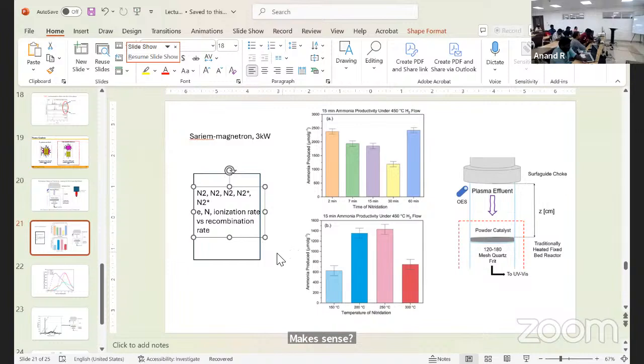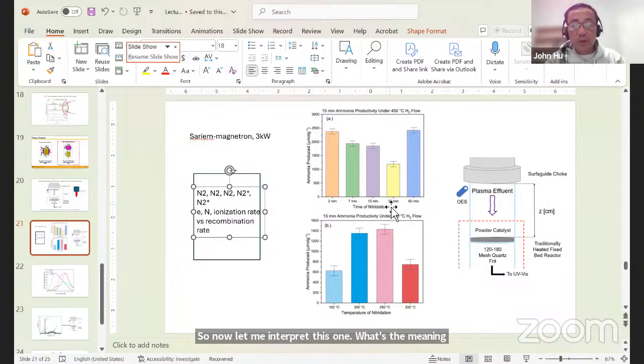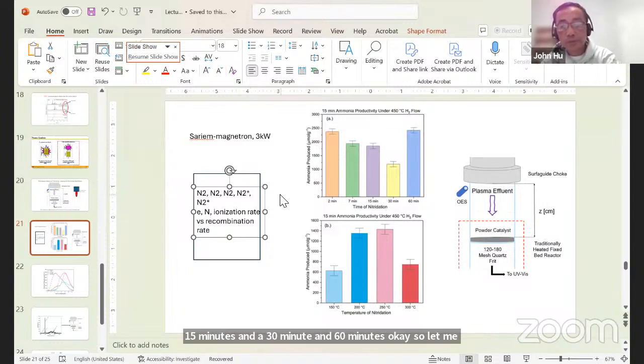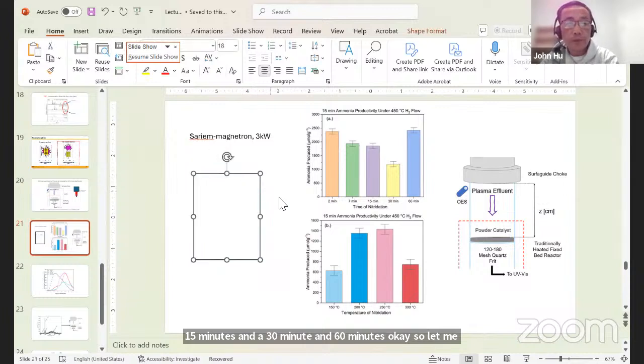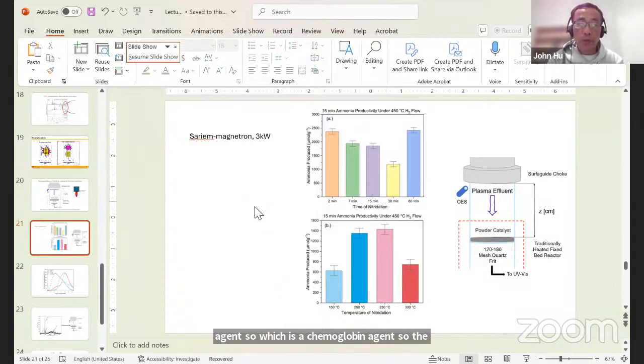Okay, now let me interpret this one. What's the meaning of 2 minutes, 7 minutes, 15 minutes, 30 minutes, 60 minutes? Let me interpret this to you. The first graph, again, on the y-axis is the micromole of ammonia per gram of the agent, which is a chemical looping agent. Remember, this is chemical looping using plasma.